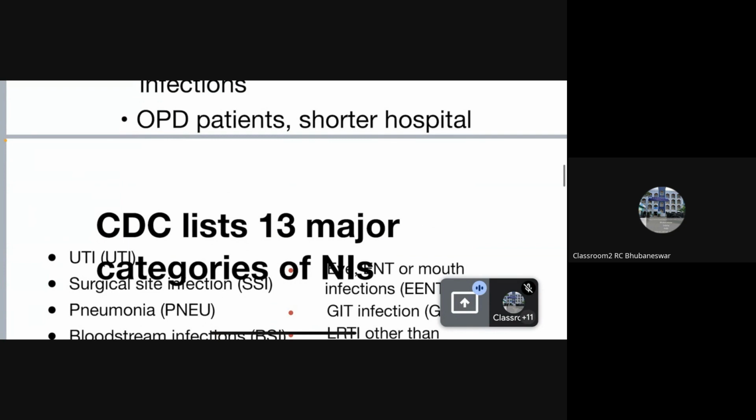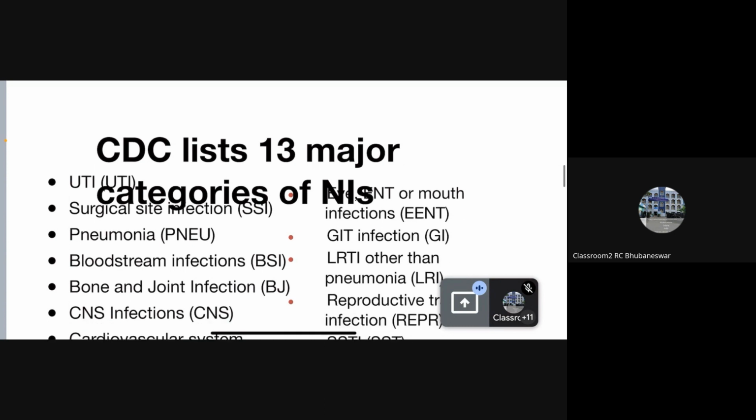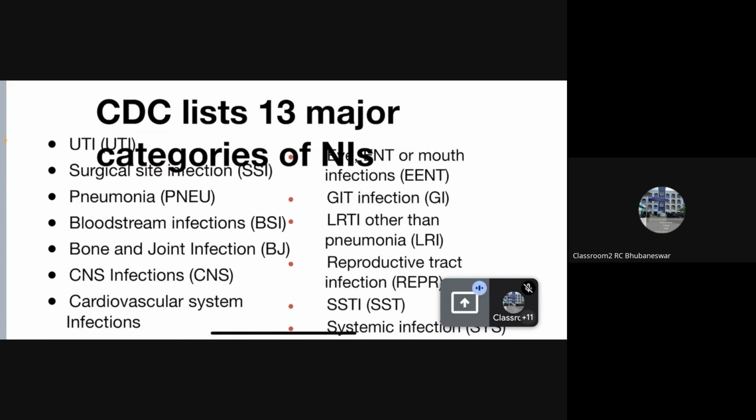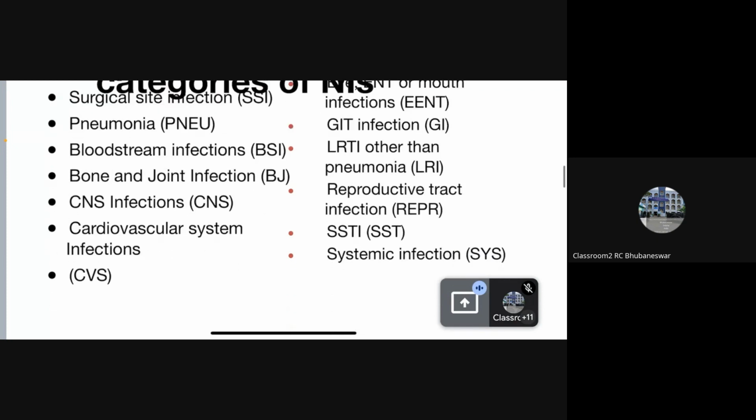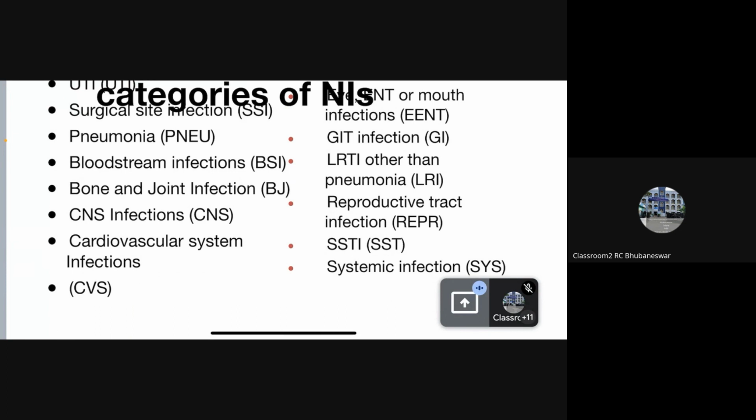So CDC has listed 13 major categories of nosocomial infections. There's a huge list, but these 13 are the major ones, including the UTI, surgical site infections, there could be pneumonias, there could be bloodstream, bone and joint infections, CNS infections, and there are other infections also. But primarily patients are complaining of SSI, UTI, there could be BSIs, which are generally being reported.